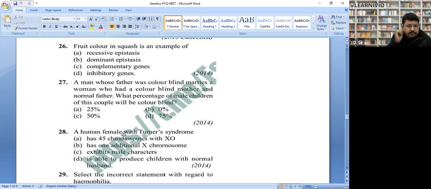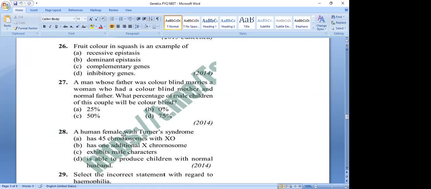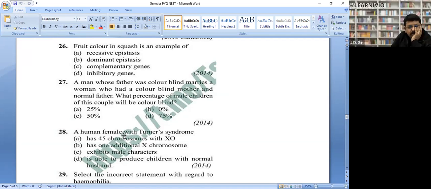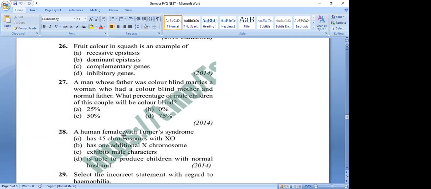26. Fruit color in squash is an example of... Recessive, epistatic. I'm confused between recessive and dominant. Dominant is the answer. The color formation only takes place in the dominant one, right? Yes. By the way, squash is not there, I think, in NCERT.